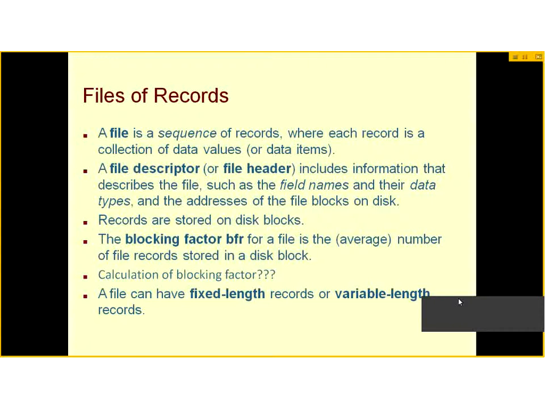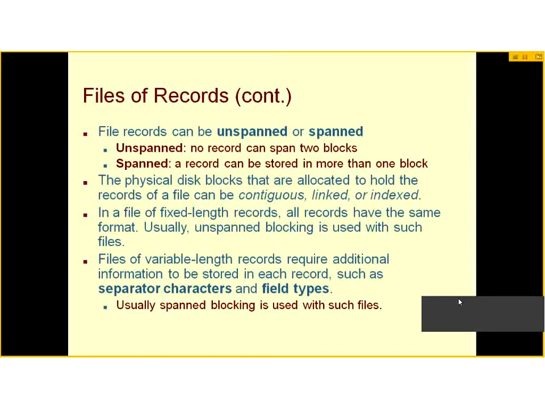Now, a file is a sequence of records where each record is a collection of data values. So we should be aware about the file descriptor. The blocking factor BFR for a file is the average number of file records stored in a disk block. So how many file records can be stored in a single disk block is called the blocking factor. You should be aware of the calculation of the blocking factor. The file can have fixed length records or variable length records.